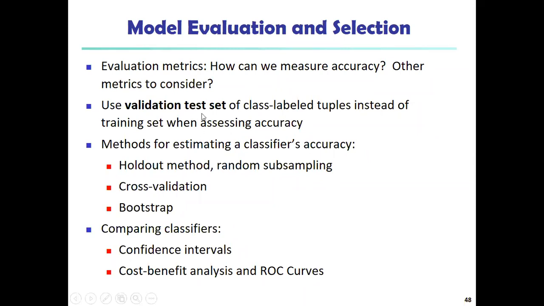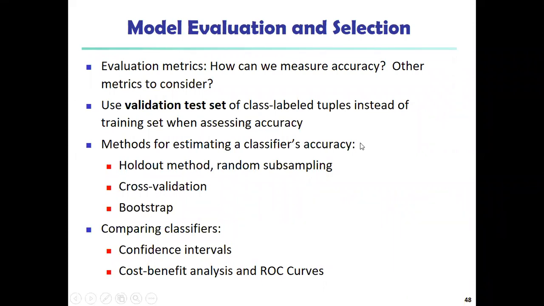So use a validation test set of class-level tuples instead of the training set when assessing accuracy. I have already told you we can assess accuracy in two ways. The first is during the training phase when we train our model, and also during the testing phase, when we check how our model performs on unseen or unlabeled data. Can our model give the correct label to that unseen data or not? That represents the accuracy of our model.